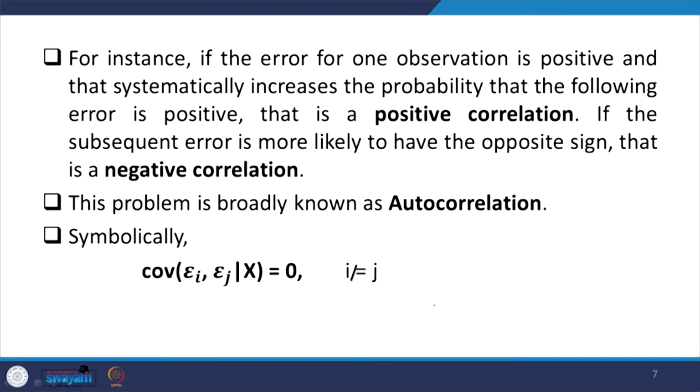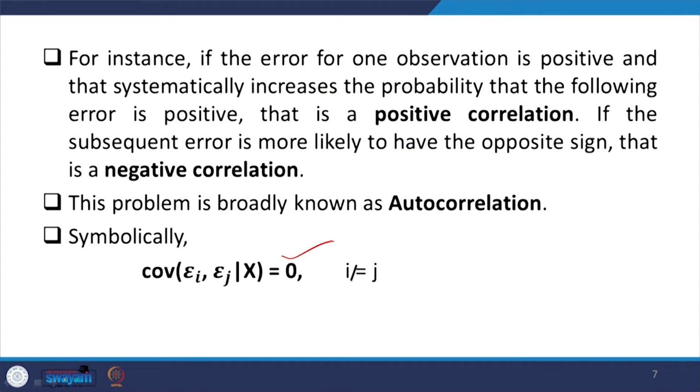The problem is broadly known as autocorrelation, which we have just clarified. Now, symbolically we present the covariance, basically the correlation between two error terms. The covariance between epsilon i, or the population error in case of population data, otherwise small e_i and e_j, conditional upon the independent variable from where the error term is generated, must be equal to 0, where i and j are not the same. Okay, it should be a different series of data.